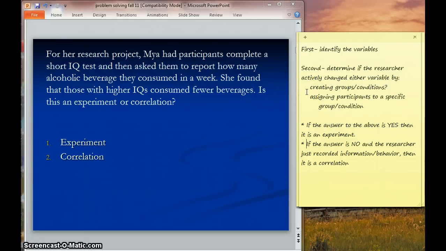And the next thing you need to do to decide if it's an experiment or a correlation is to think about those variables. Did the experimenter actively manipulate either of those? Okay, well, she can't really actively manipulate IQ. Now, did she actively manipulate how many alcoholic beverages people consumed? No, she didn't. She did not randomly assign some people to drink 25 drinks a week and others to drink 4. She didn't do that. She just observed or recorded information, in which case what we're looking at here is indeed a correlation. Okay, next slide.